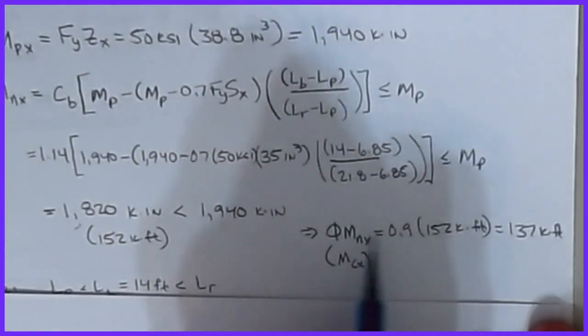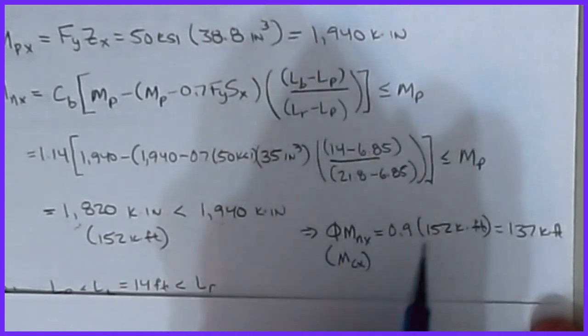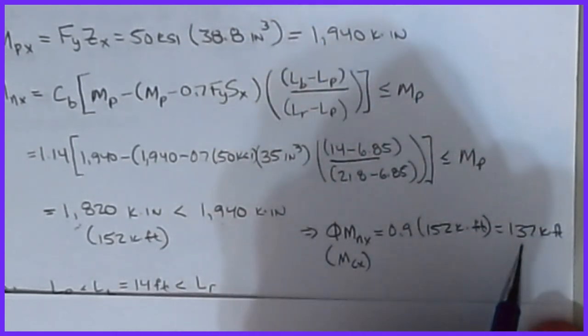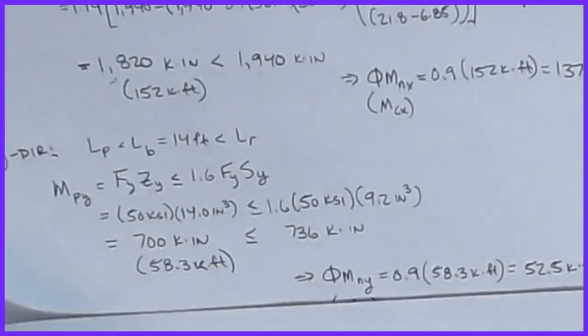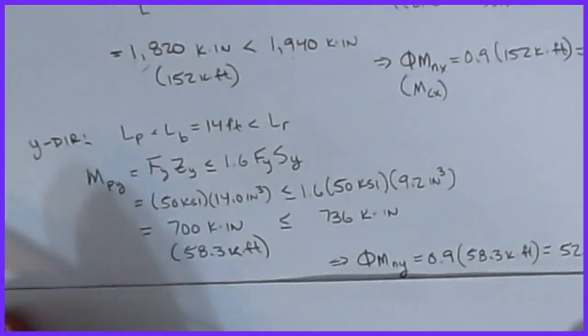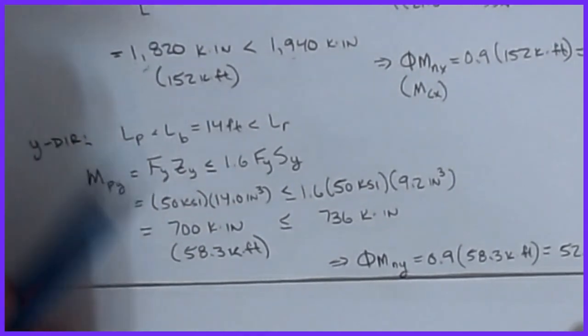And then if I put my phi factor on it, because again, our capacities have to have phi on them, it's 0.9 times 152 is 137 kip feet, that X direction first order moment. Okay, all right, so our capacity, I guess. Do the same thing for the Y direction. Everything else is the same.